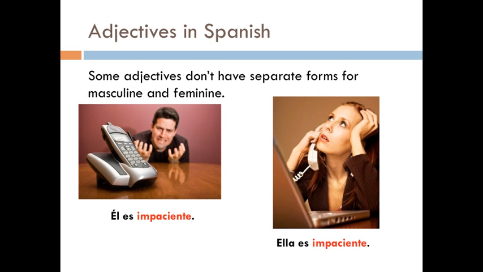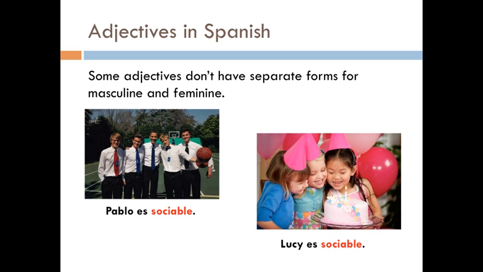Now then, some adjectives don't have separate forms for masculine and feminine. A lot of times these end in the letter E. For example, él es impaciente. If we're talking about her, on the right, we would say ella es impaciente. Notice that there's not a separate masculine and feminine form. Same thing with the word sociable. Pablo es sociable. Lucy, también, es sociable. Sociable, sociable. So notice again, that's the form for both the masculine and the feminine.